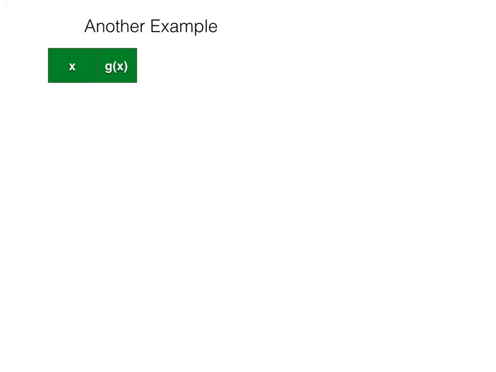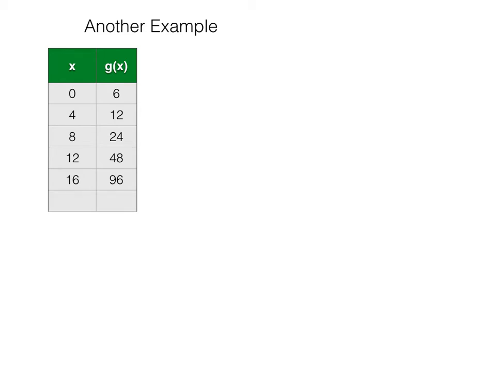Let's look at another example. Let's say we get when x is 0, g of x is 6. When x is 4, g of x is 12; 8, 24; 12, 48; 16, 96. We know later we're going to do our 100 and our x, so we can go ahead and put those in now, even though we're not thinking about them yet. And we're looking for a pattern.